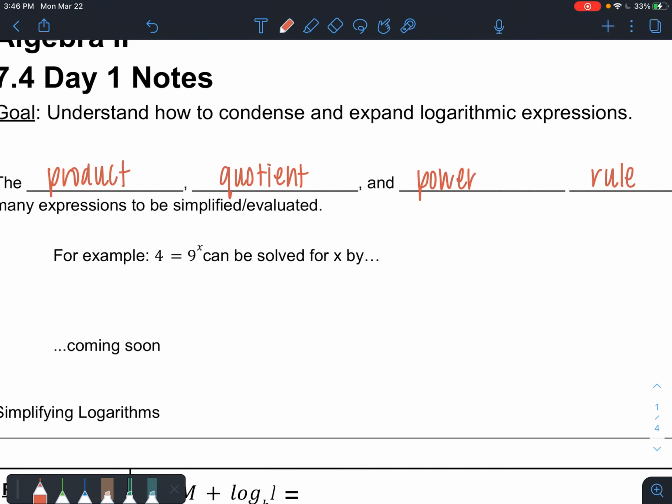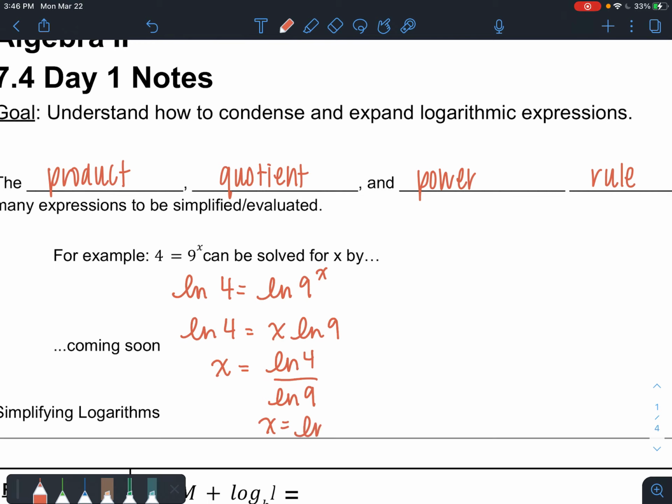Okay, so for starters, if I have this here, it can be solved, and I'll just kind of write out what we're going to have. ln of 4 equals ln of 9 to the x, and we can take that x and bring it to the front. So I have ln of 4 equals x ln of 9, and then x equals ln of 4 over ln of 9, which then is equal to ln of 4 minus 9, like that. So it ends up being ln of negative 5.